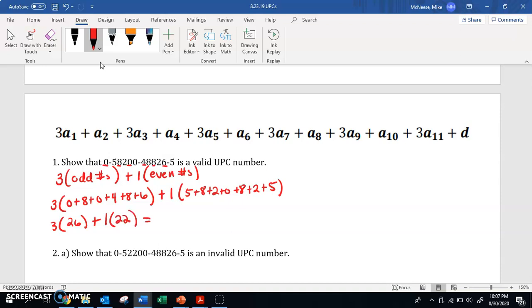And if I multiply this out, 3 times 26 is 78. 1 times 22 is just 22. 78 plus 22 equals 100. And since this number ends in a 0 as the last digit, we can say it is a valid UPC.